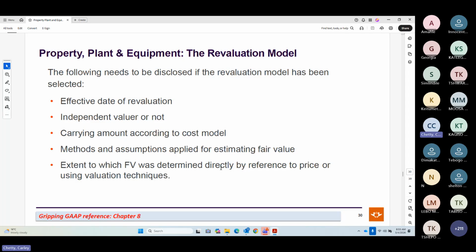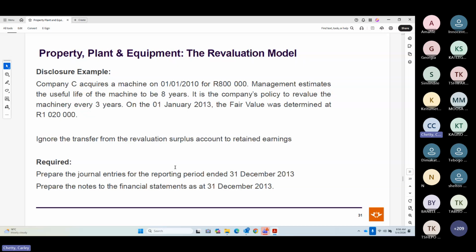Then we'll need to disclose the methods and assumptions applied for estimating fair value. And then we'll need to disclose the extent to which the fair value was determined directly by reference to price or using valuation techniques. Okay, so that is what needs to be disclosed.